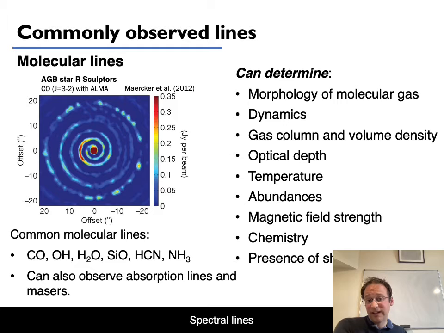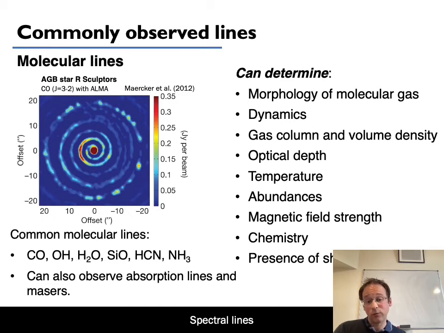In addition to the dynamics, of course, you learn about the physics, so you learn about the temperature of the gas and its density. You can also learn about its magnetic field strength and, importantly as well, the chemistry of the gas. So the abundances of the different molecules and the chemical properties of the molecular gas, the different elements that are present. Some of the more common molecular lines that we observe include carbon monoxide, which is an important tracer of molecular hydrogen and molecular clouds in galaxies.